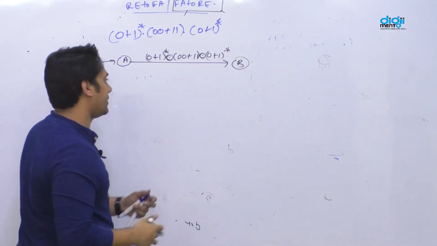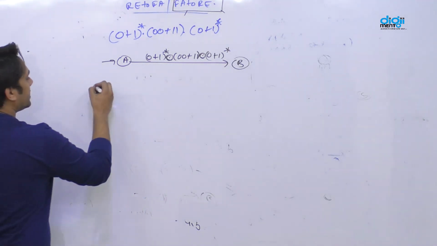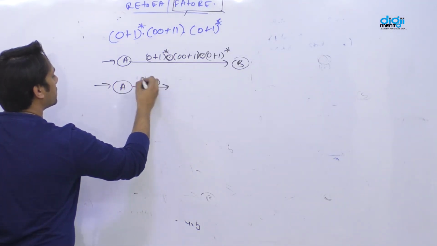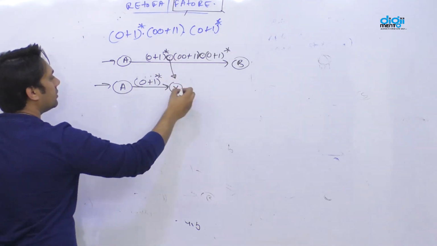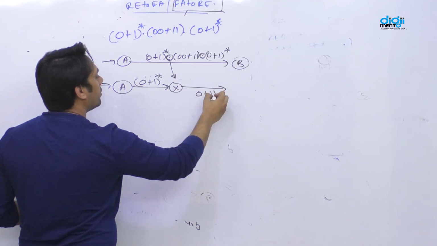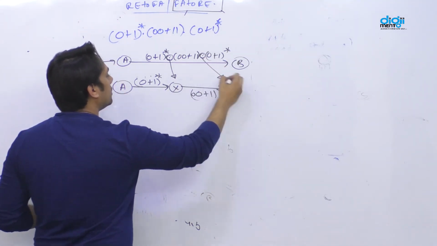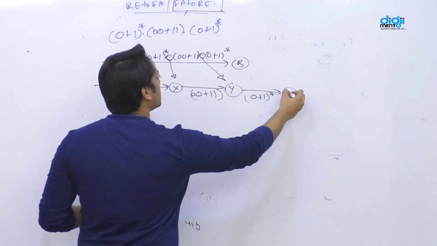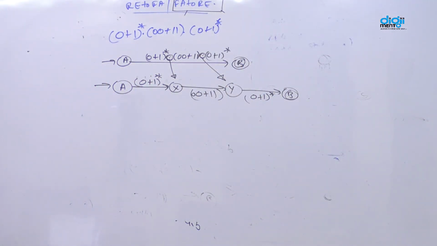By adding extra states. Because we have two dots here, I'm going to add two states here. So this will be your state A, and in this we have (0+1)*, and this is your state X, which is for this dot. Then we get (00+11), and this is state Y, which is for this dot, and this is again (0+1)*, and this is your state B. Okay, so I split it down. So whenever you have a dot, that means I'm going to split.